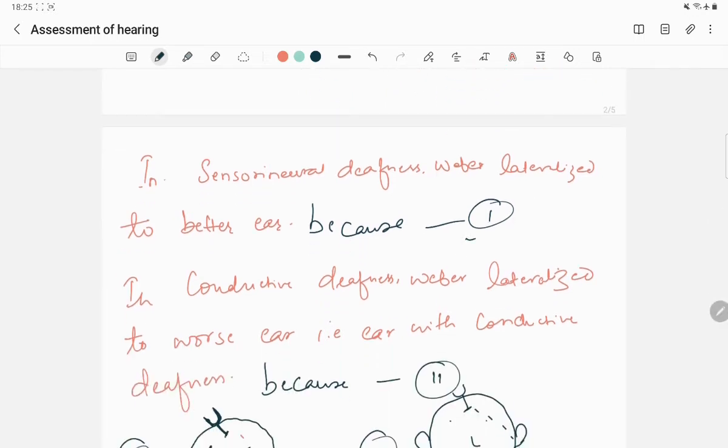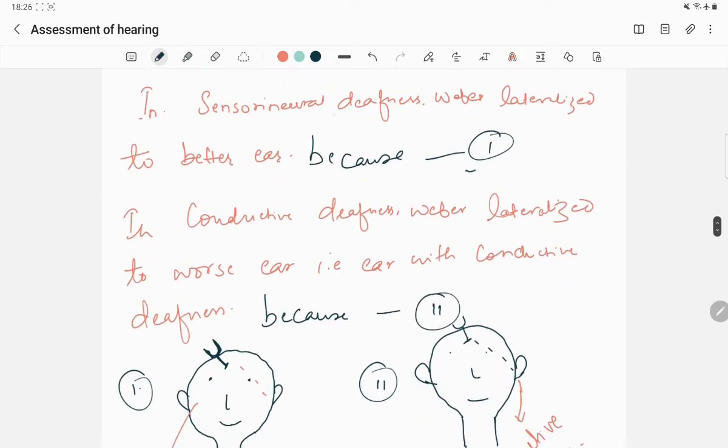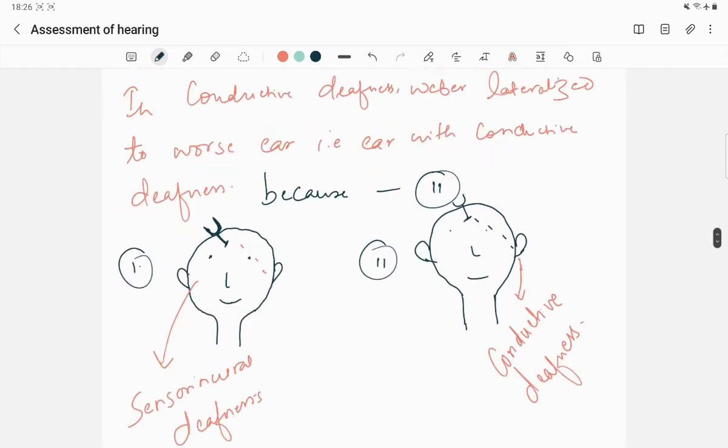Okay, in conductive deafness, Weber is lateralized to the worse ear, that is the ear with conductive deafness. In this scenario, in sensory neural deafness, Weber is lateralized to the better ear. So if he's a patient of sensory neural deafness and his Weber is lateralized to the left ear, that means that his left ear is normal. Or you can say it like this.